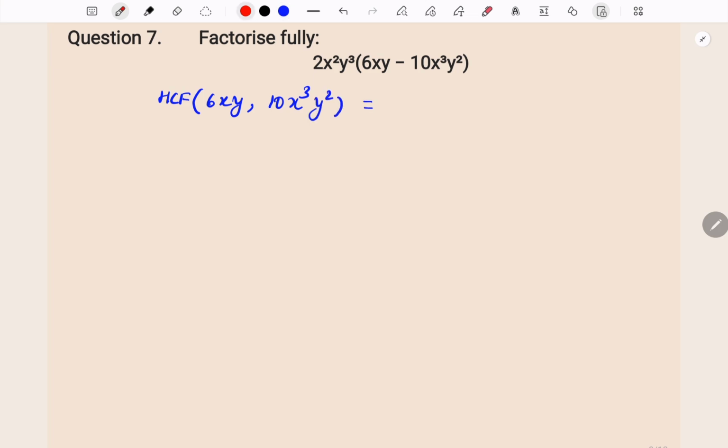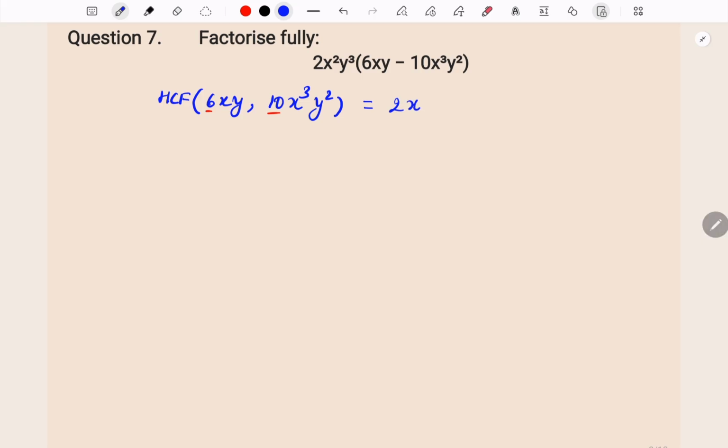So first let's look at the numbers. We have 6 and 10. The HCF of 6 and 10 is 2. So let me write 2 here. And now let's look at the variables. We have x and x cubed.